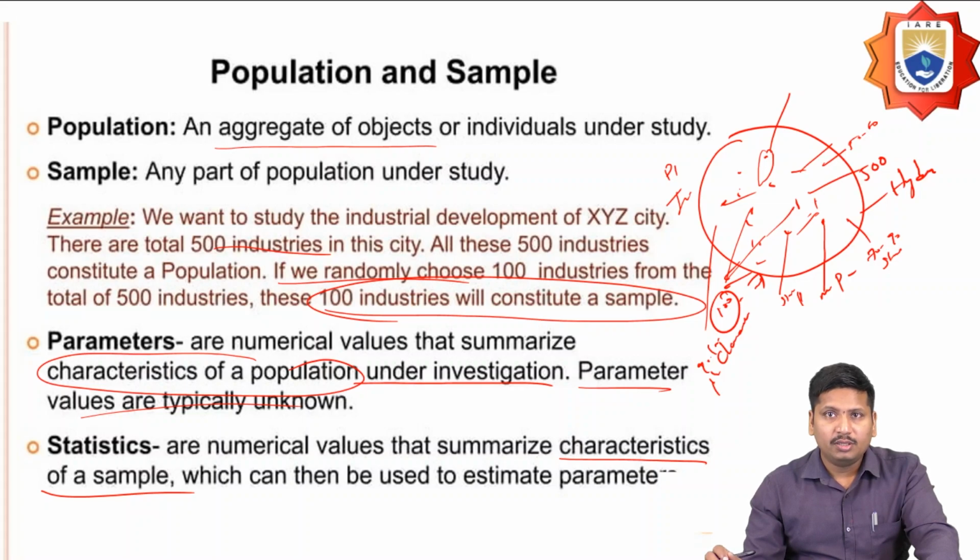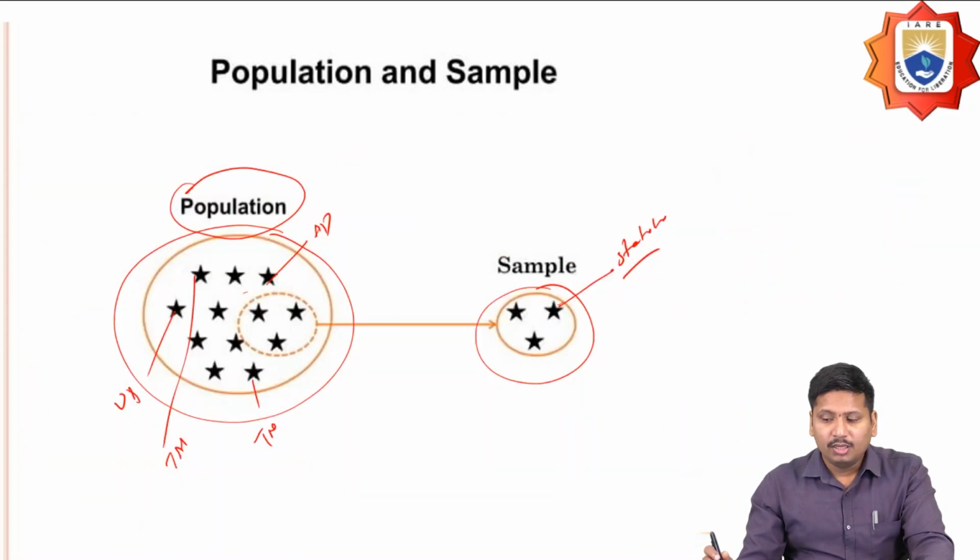So the population is an aggregation of objects or individuals that come under the study, and a sample means any part of the population which falls under the study. Parameters are the values which describe or summarize the characteristics of the population, whereas the statistics summarize the characteristics of the sample. So here this should be the structure. By seeing this, you can identify what the population and sample are.